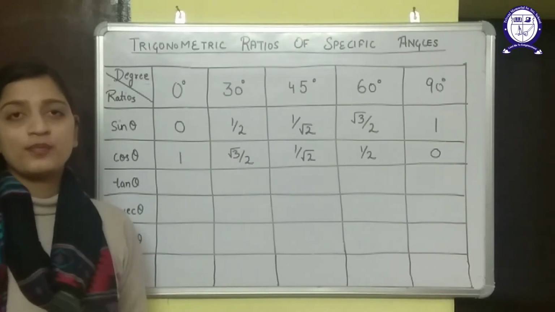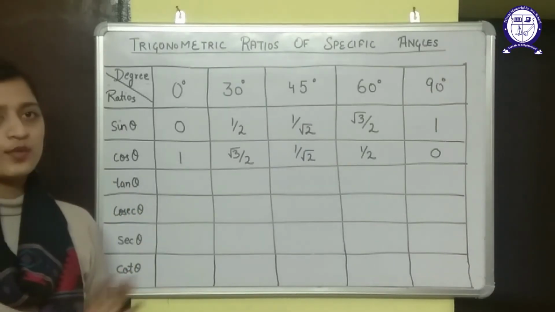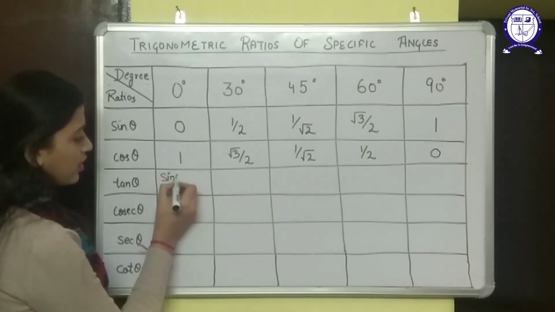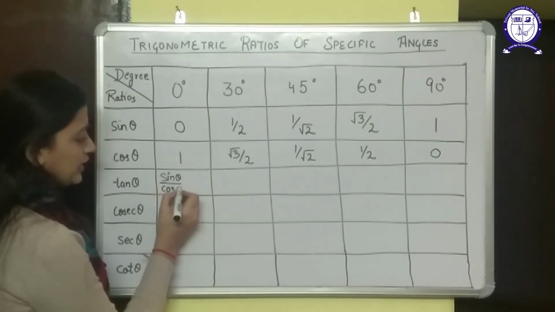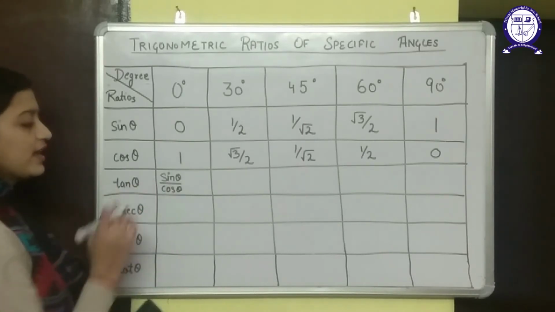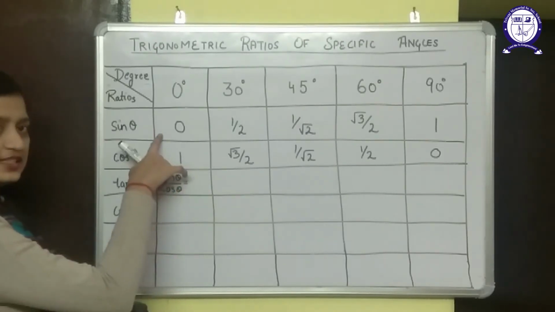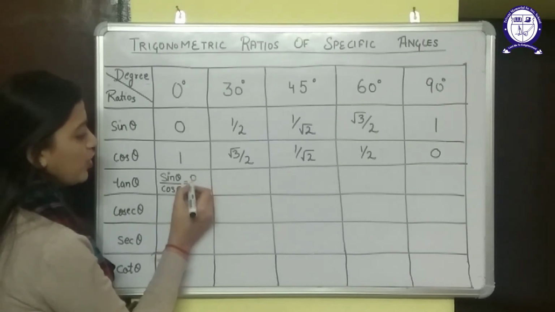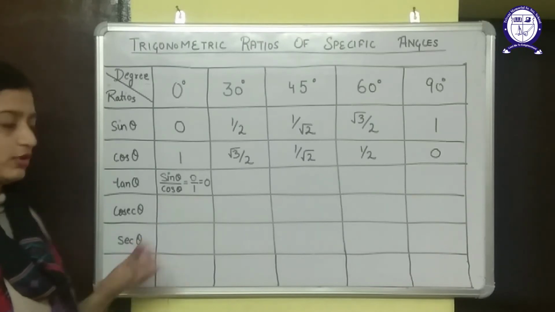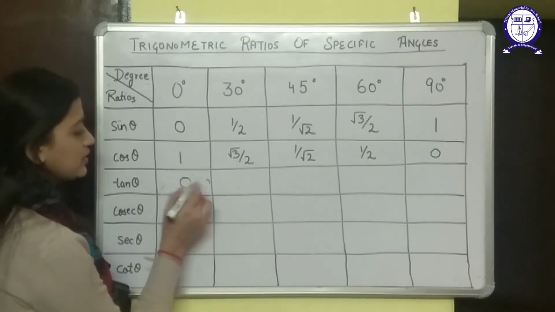Now by the first topic we did in this video, I know that tan theta is nothing but sin theta upon cos theta. This was the relation we learned in our previous topic. So for the first one, I can write sin 0 upon cos 0, that is 0 upon 1, so the answer will be 0. So the value of tan 0 is 0.